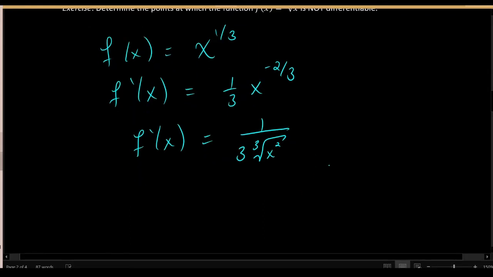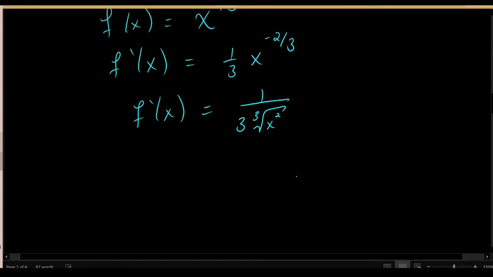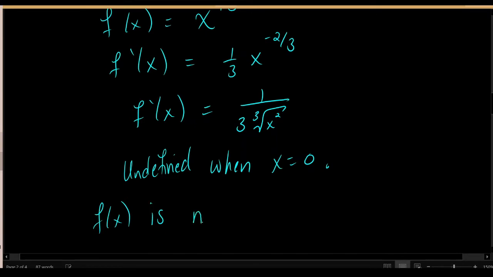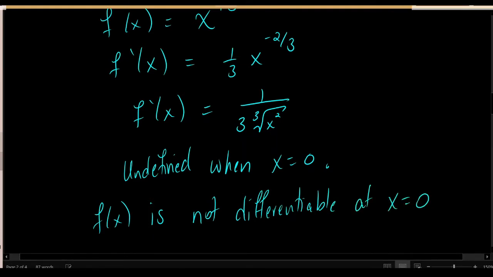Now, can you think of any locations where this expression might be undefined? Well, having an x in the denominator of a fraction is generally speaking a pretty bad sign, because it means that you might end up dividing by 0. So this is undefined when x is equal to 0. So in the new language, we would say that f of x is not differentiable at x equals 0. It is not possible to find the derivative at x equals 0.